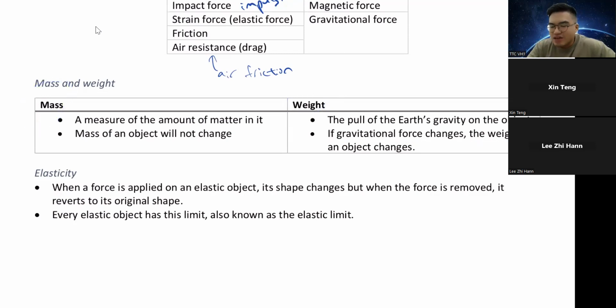Right? Let's say you have 1 million atoms. On the moon, you're still 1 million atoms. So the mass doesn't change. It's just that the weight will change.